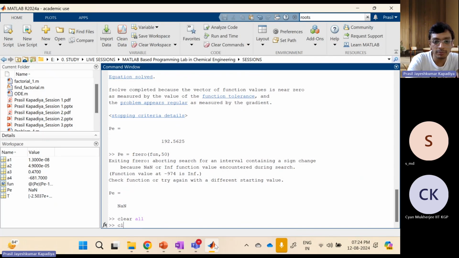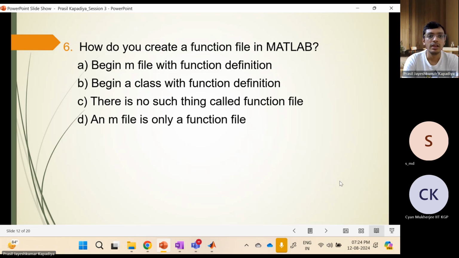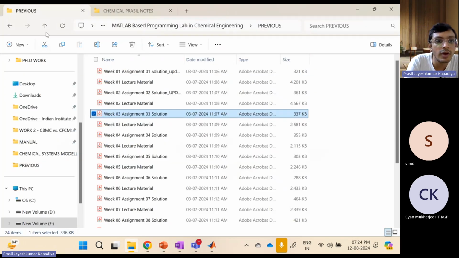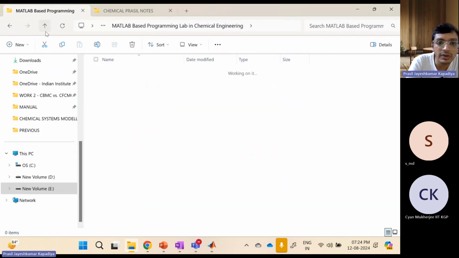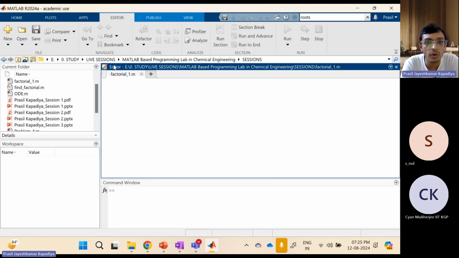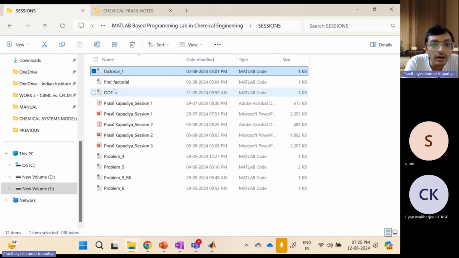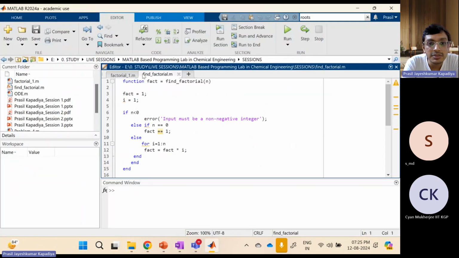Okay, let's move ahead in our problem list. The next problem is how do you create a function file in MATLAB? Whenever I want to create a function, what do I write? Wait, let me show you one example of a function file and then let's try to answer this question. This is my function file.